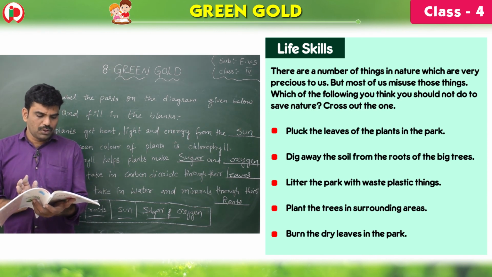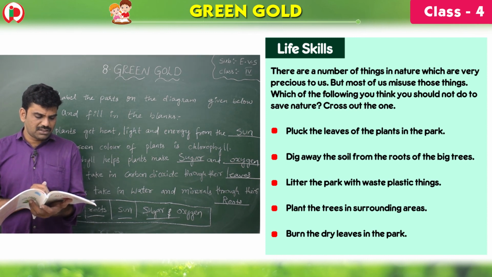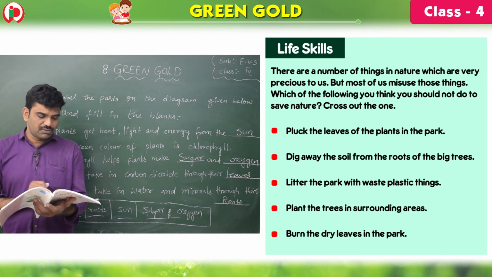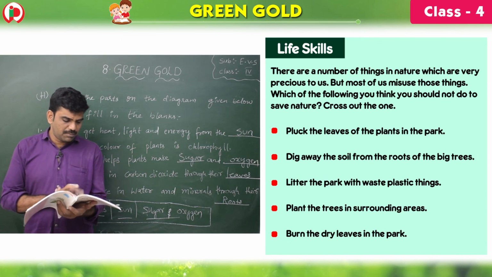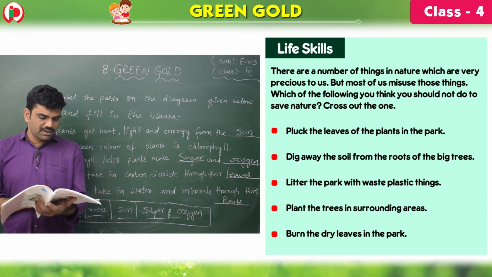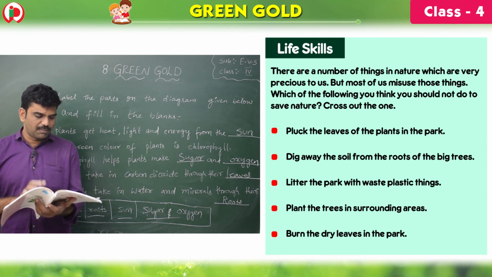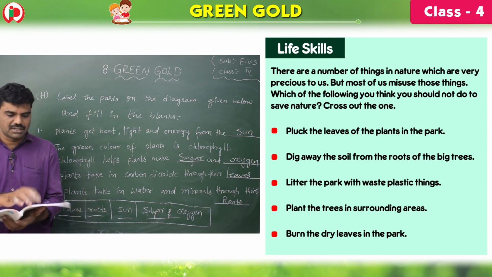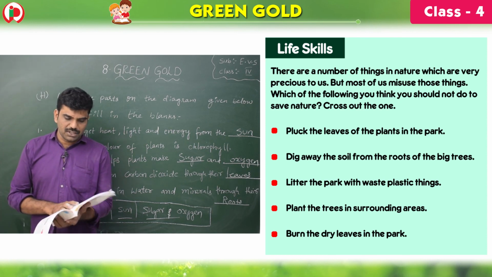We should not pluck the leaves of the plants. You should not dig away the soil from the roots. You should not litter the park. You should not burn the dry leaves. Okay. So that is the crossing. You should cross the first one. You should not do that one. Cross. So plant the trees in the surrounding area is the right one. So you have to plant the trees. So this is the life skills and the above one is the project work. Okay, children. Thank you.